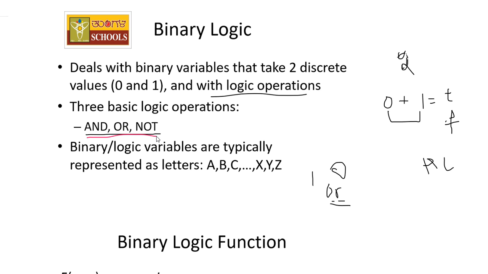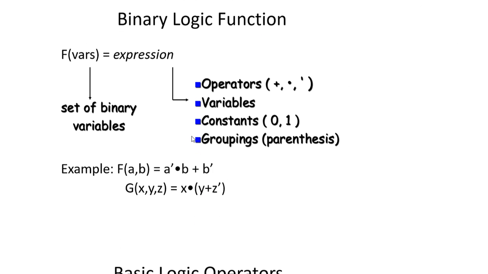Binary logic variables are typically represented as letters A, B, C, X, Y, Z, or anything you can take from the alphabet. There are 26 letters, and among those you can take whatever names for the variables. I think this is clear to you, right? Then you see how a binary logic function will be. F means that it is a function, vars is nothing but variables, and you will get the equivalent expression.